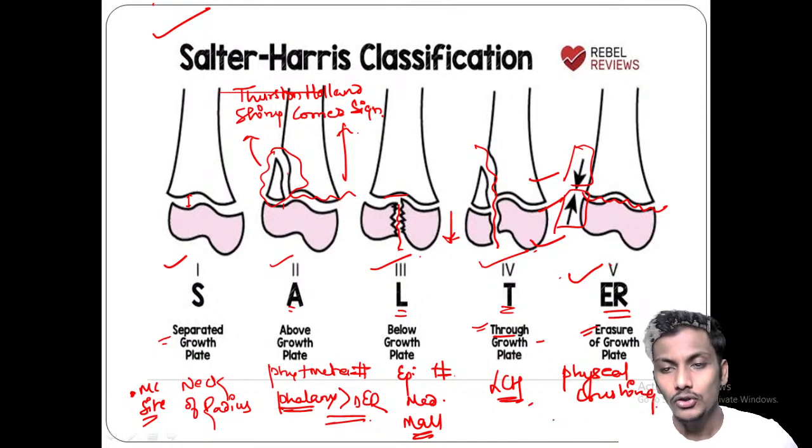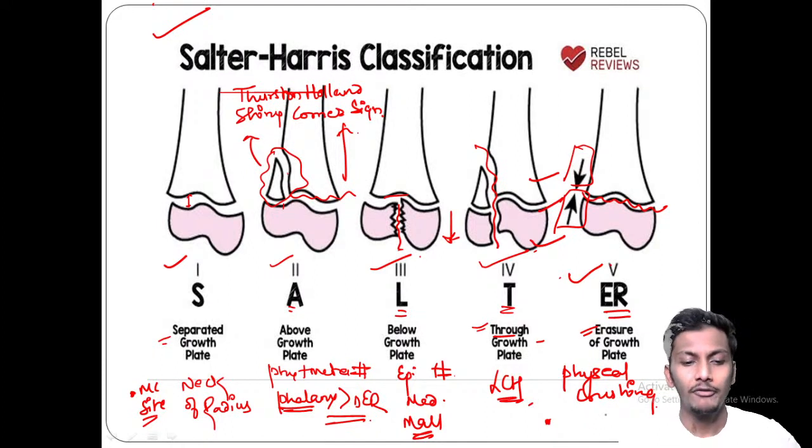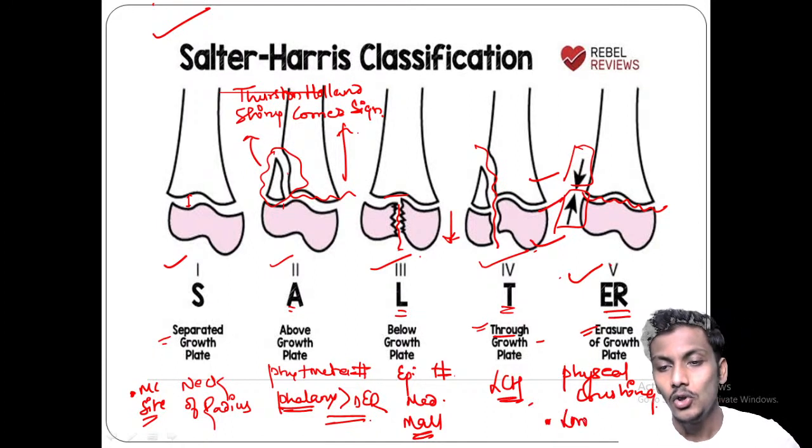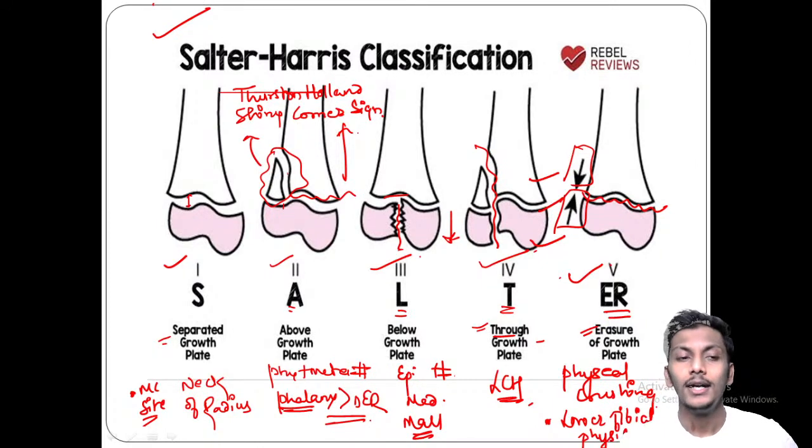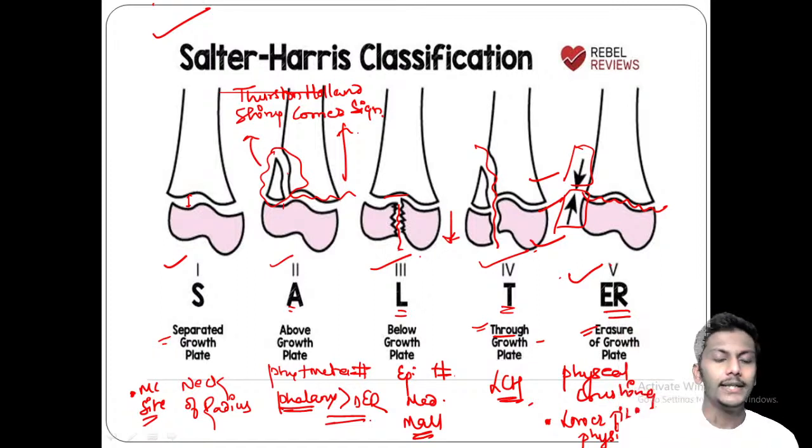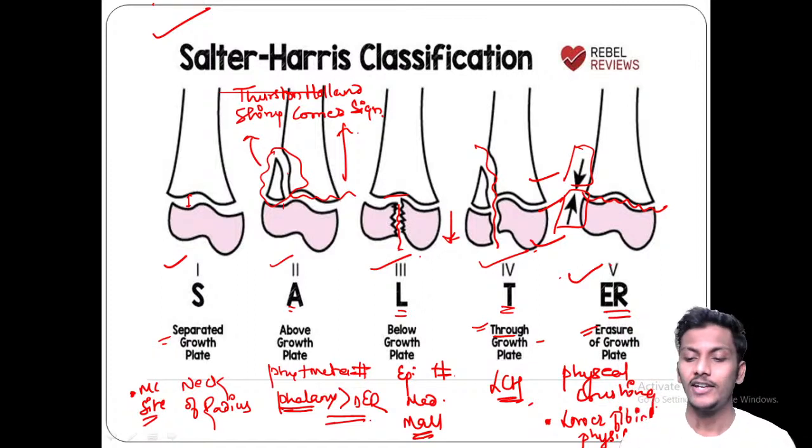Okay, and the most common site for type 5 epiphyseal injury is what? It is your lower tibial physis. Okay, lower tibial growth plate or lower tibial physis is the most common site for your type 5 epiphyseal injury. Right, it is because of weight bearing, a lot of weight falls there, right, so due to that reason lower tibial physis is the most common site for type 5 epiphyseal injury.